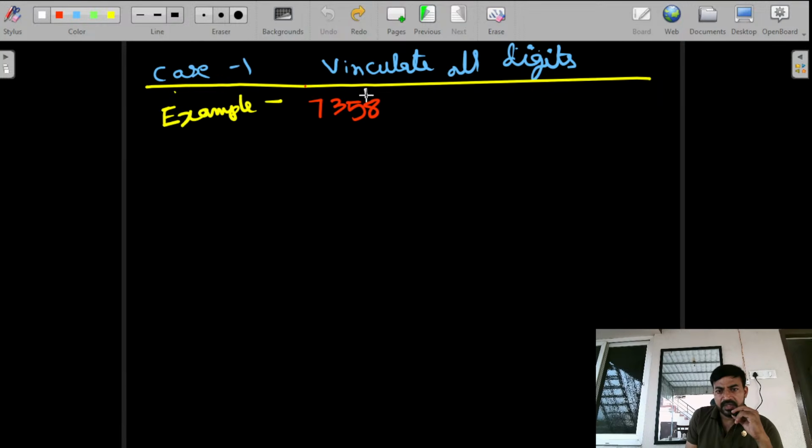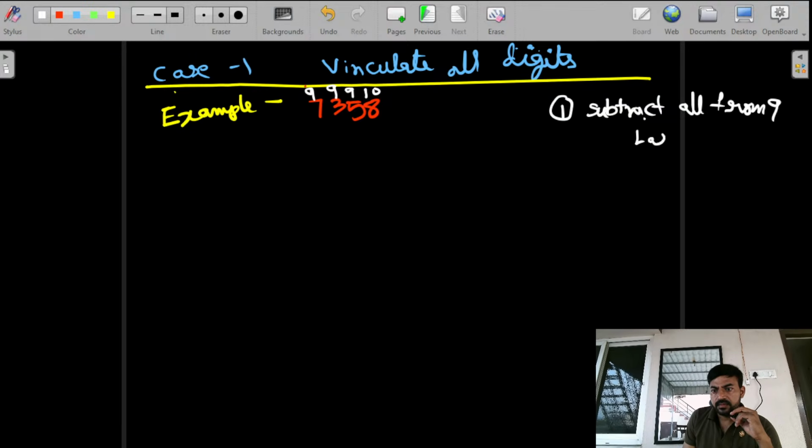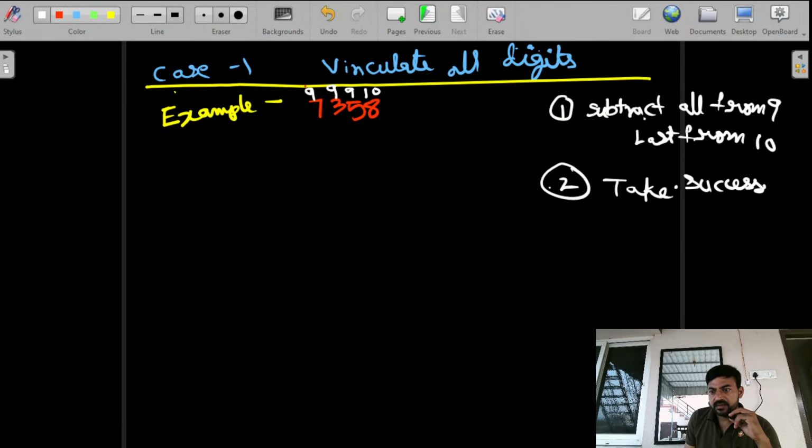So take all from 9 last from 10, whether lower digit or higher digit, just vinculate. First step is, remember, subtract all from 9, last from 10. And second step is take successor of remaining.